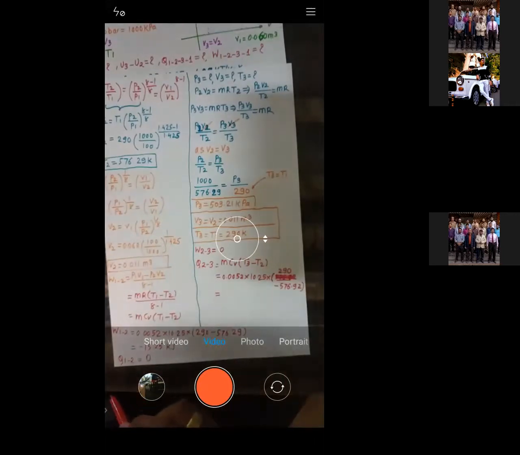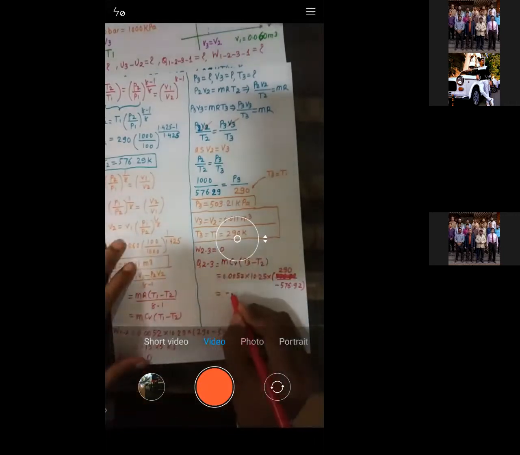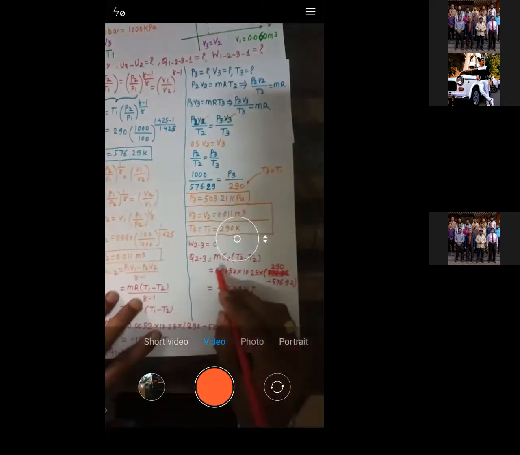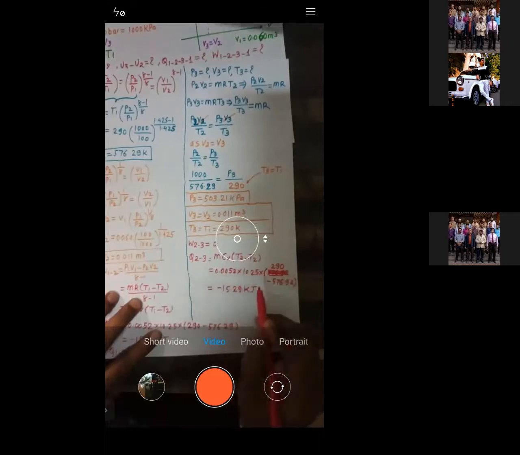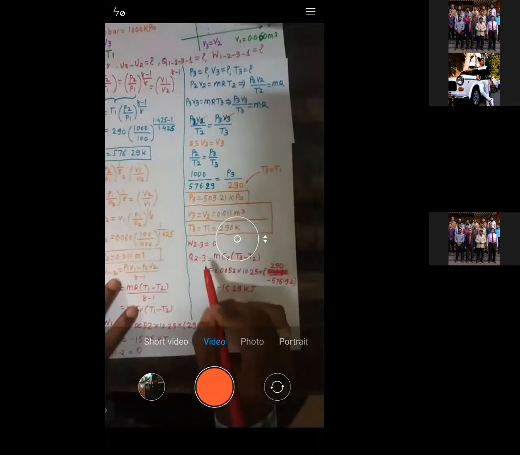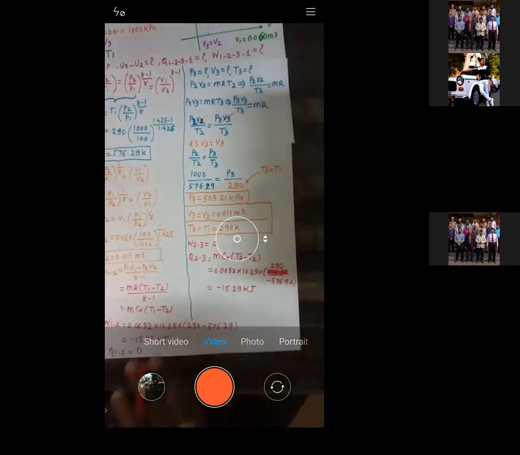Minus 15.29. Okay, what will be the unit? Obviously, it will be in kilojoule. See, this is in kg. This is in kilojoule per kg Kelvin multiplied by Kelvin. So kg gets cancelled, Kelvin gets cancelled. The remaining is kilojoule. So see, work done we have calculated for 2 to 3. Heat transfer also we have calculated for 2 to 3.